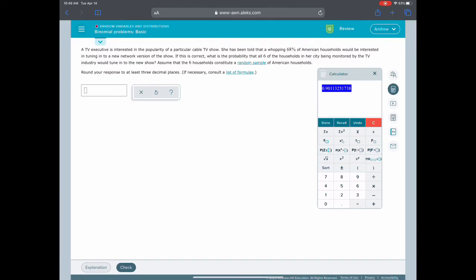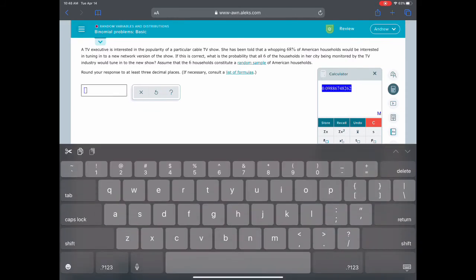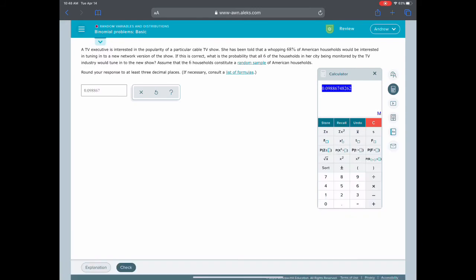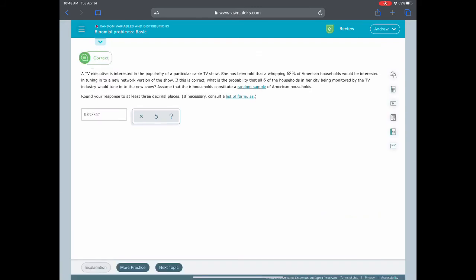So it's 0.901. But I want the probability that we're going to get 6. So I'm going to store this, and I'm going to do 1 minus that stored number, press recall, and this is going to be the number that we get, the probability that we get all 6. 0.098867. So at least 3 decimal places is enough. And that is our answer.